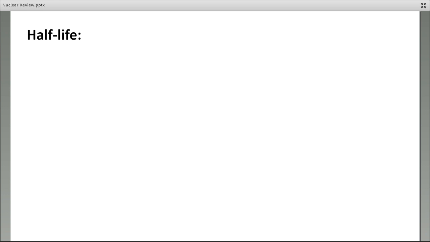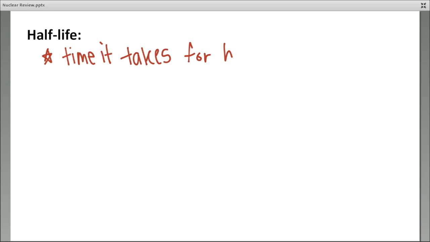Now, your half-life is just the time it takes for half of the sample to decay. Okay. And I think you guys eventually will do a lab with like M&Ms. I think you can use Skittles too for a half sample.